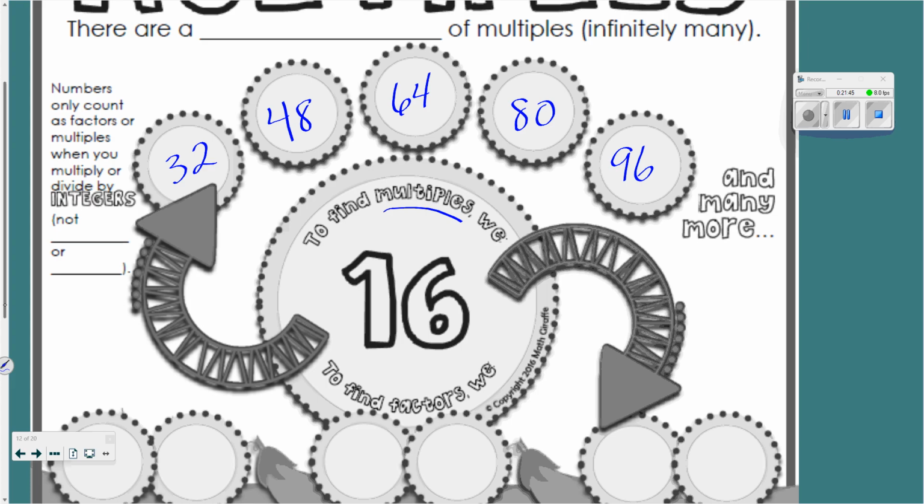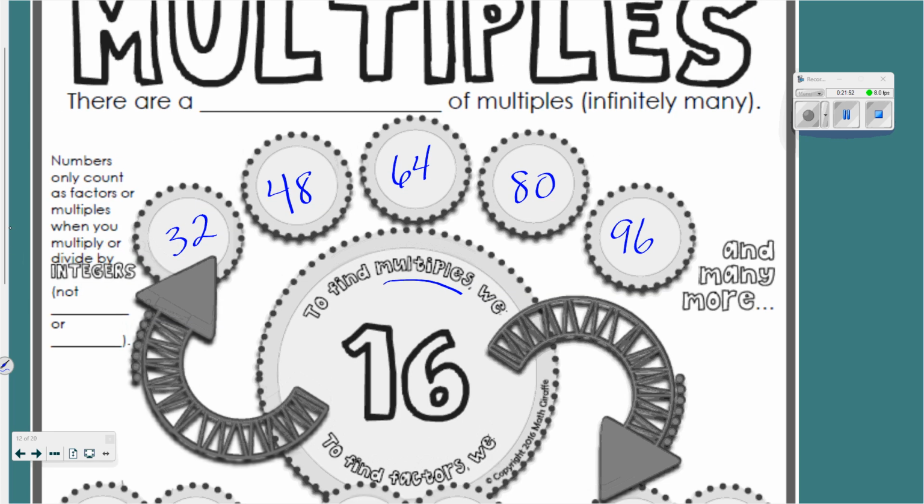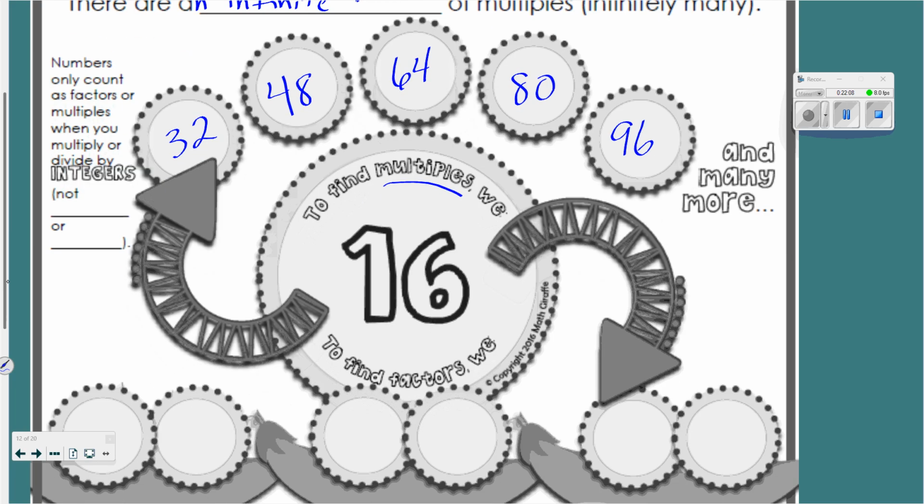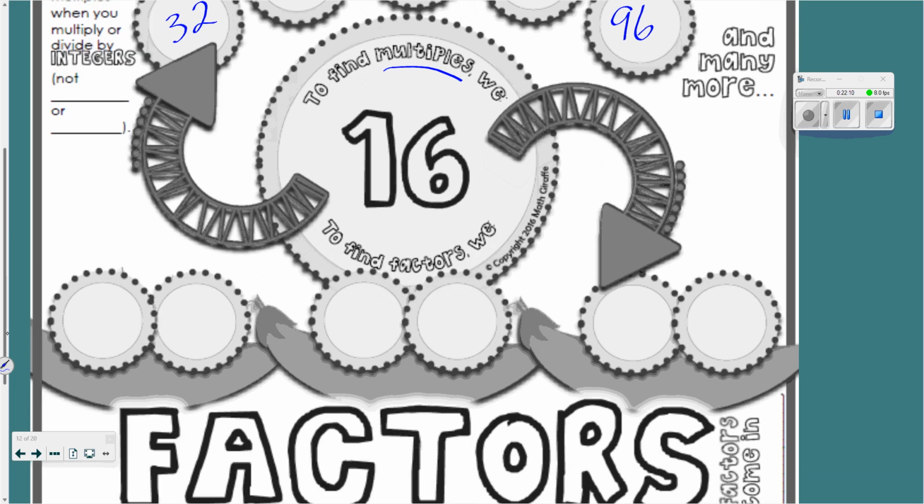However, on the other side, we have the factors. There were several of you that were trying to give me the factors. Let's try that one now. What are some of the factors of 16? All right, good. 4 and 4. So I need the factor pairs, guys. Good, 2 and 8. And the third factor pair. 1 and 16. I always like to start with the lower number.